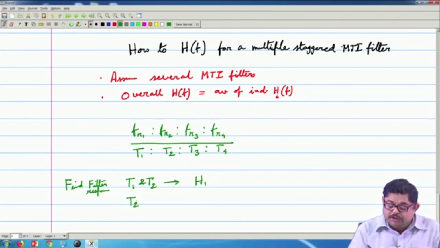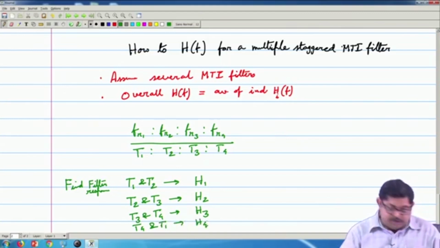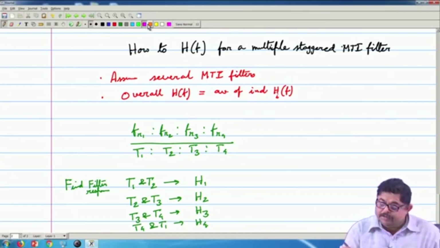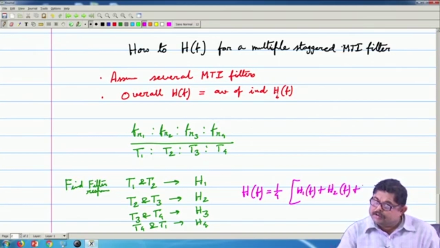Then you do it with T2 and T3. Let us call that filter response H2. Then T3 and T4, that is H3, let us call. And finally, T4 and T1, that we will be calling H4. Now, what will be the overall HF? Overall HF is 1 by 4 into H1F plus H2F plus H3F plus H4F.